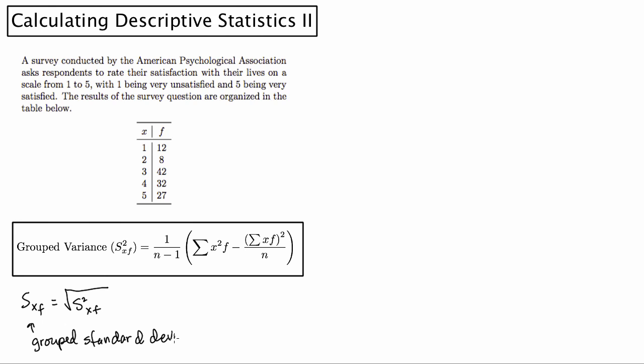We looked at it in a video. We had to create several columns. We had to create a column for x squared f and then xf, and then we had to square that. And so there's a lot of stuff we did by hand. I want to look at how to do this in MathStudio.